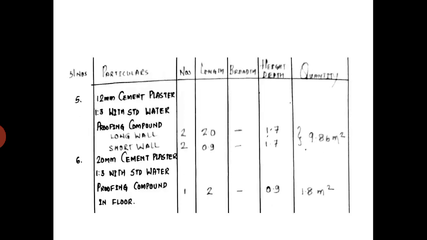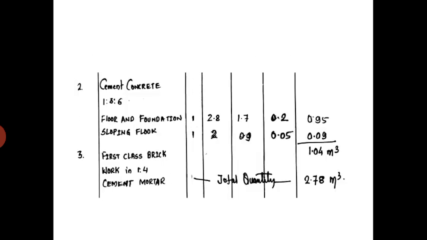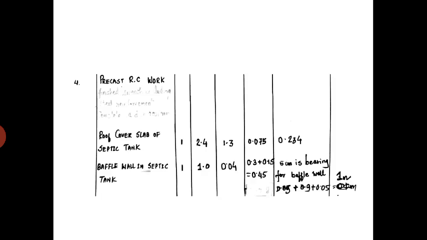It is nothing but the total quantity we have calculated, that is 2.78 meter cube. Then go to the next item, that is Precast RCC work. In that you can see that most of the dimensions, once you see it properly, you can calculate in your mind how much will be the length and what will be the cover.